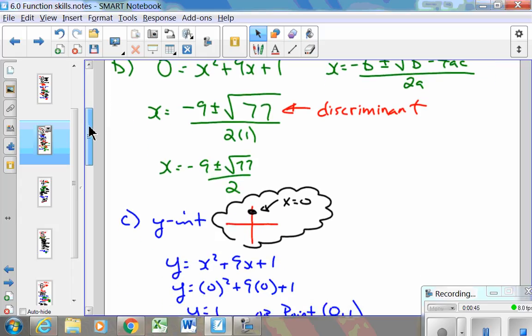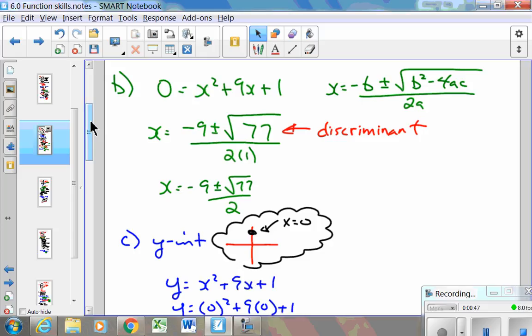And again, I didn't put b squared minus 4ac underneath the radical sign. I just did the work to find the discriminant. So that's what I used. Nothing simplifies. So I have 2 zeros, negative 9 plus root 77, all divided by 2, and negative 9 minus root 77, all divided by 2.